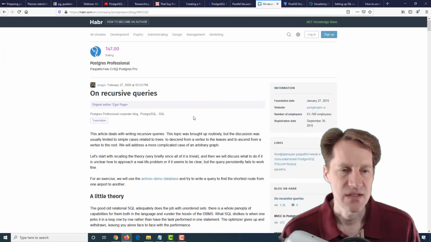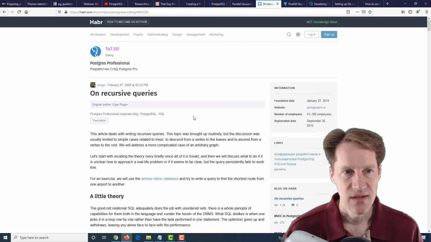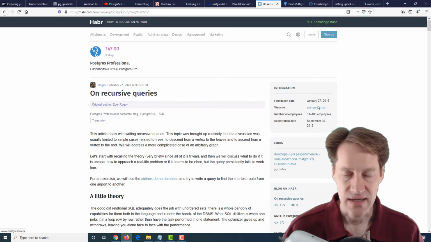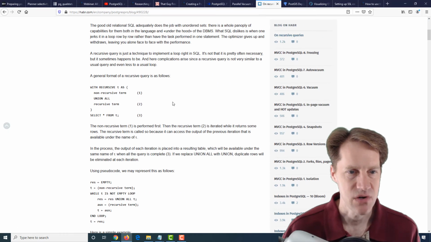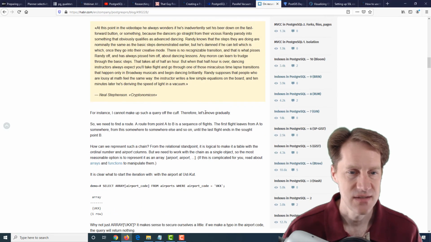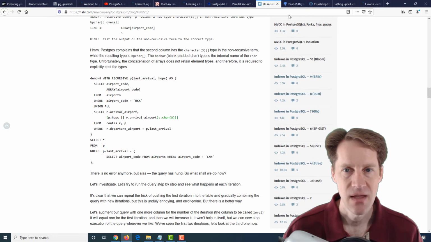The next piece of content is on recursive queries. This is from haber.com, and it looks like it's been translated from Russian at postgrespro.ru, and it's all about recursive CTEs, so WITH RECURSIVE. So if you're interested in this content, definitely a blog post to check out.